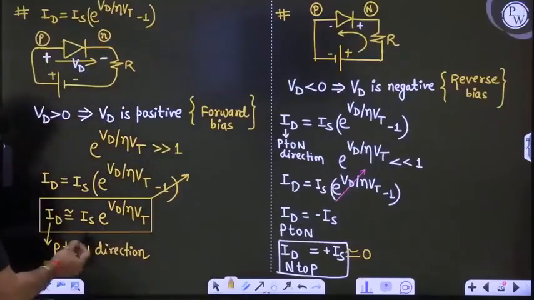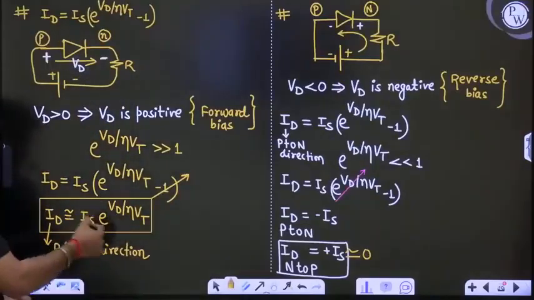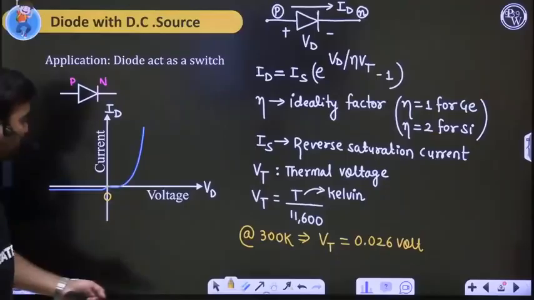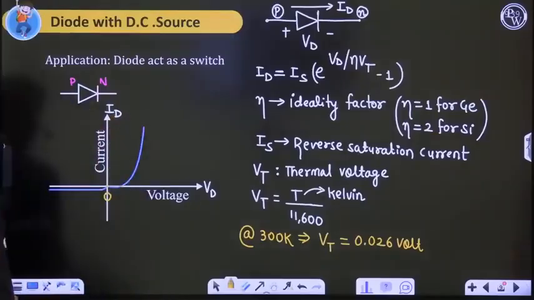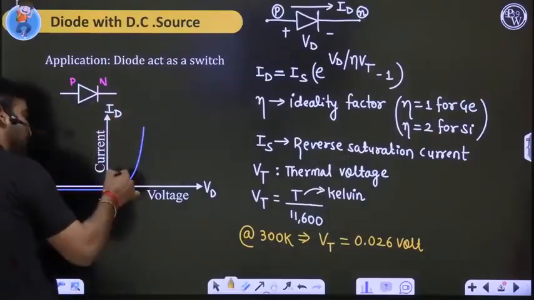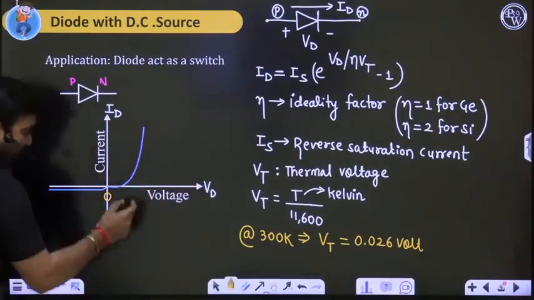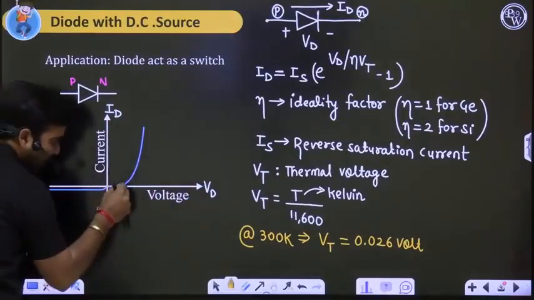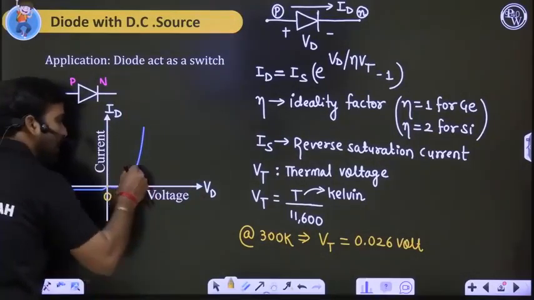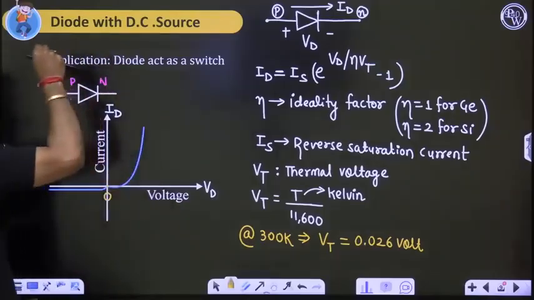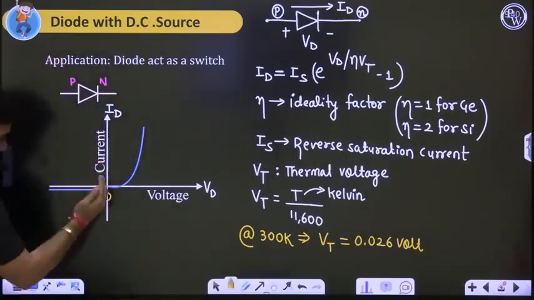What is the relation between Id and Vd? Id is exponentially depending on Vd. That's why this plot is exponential. So current Id is increasing exponentially with Vd. When Vd is very small, current is negligible only, and when Vd is sufficient, current is increasing. Okay. Now, what about the reverse bias case?